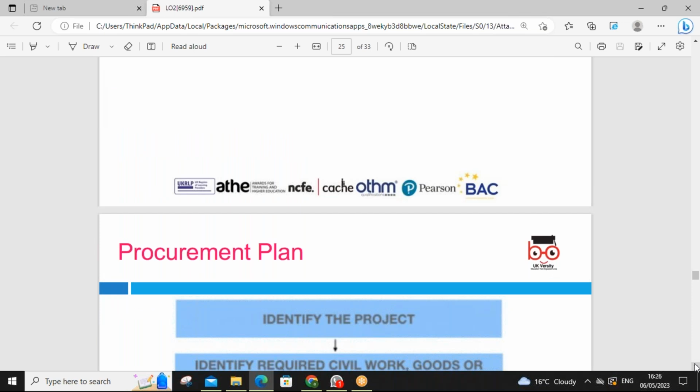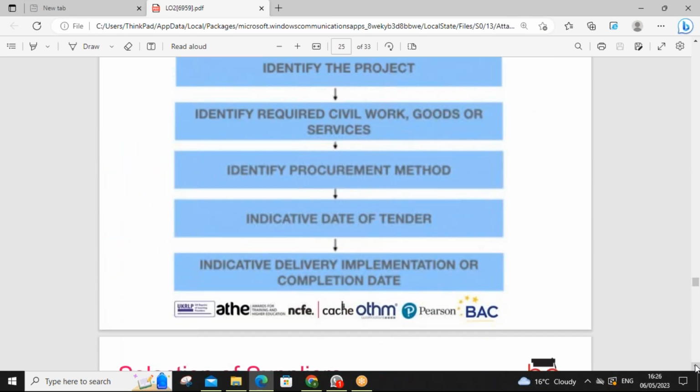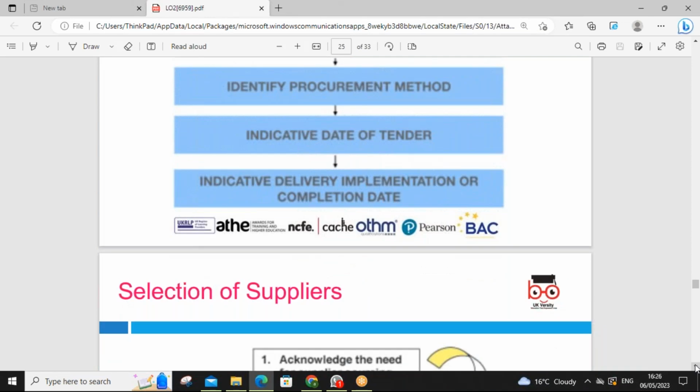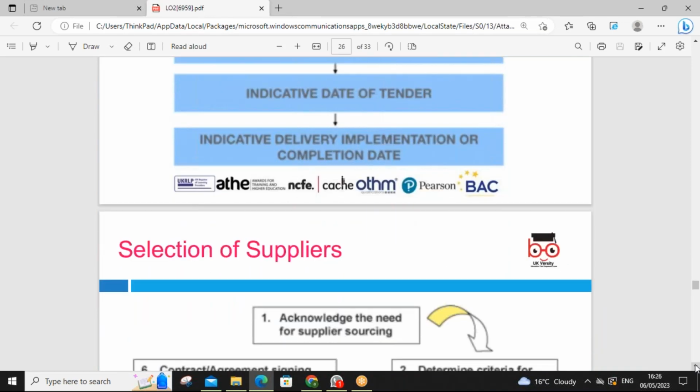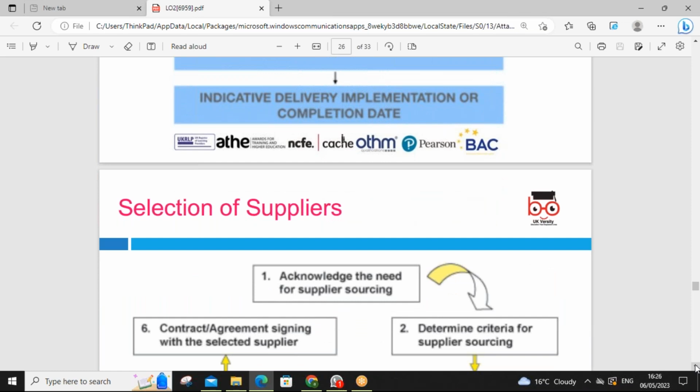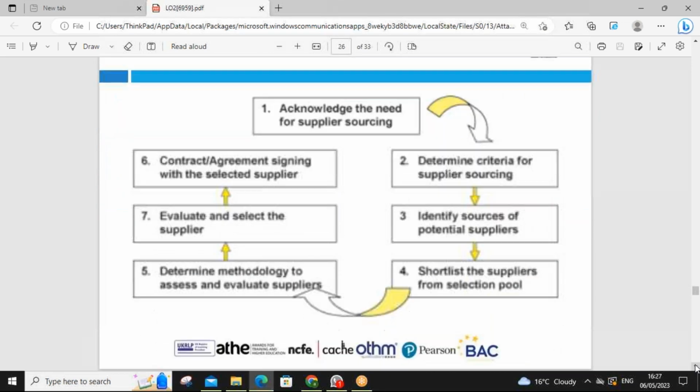Okay, so when we do the procurement, we need to identify the project, why we need it, and identify the required civil work and the goods and services. We need to identify the procurement method. We need to indicate the dates of tenders, deliveries and implementation. There should be penalties involved if the supplier does not deliver, and that can be acknowledged.